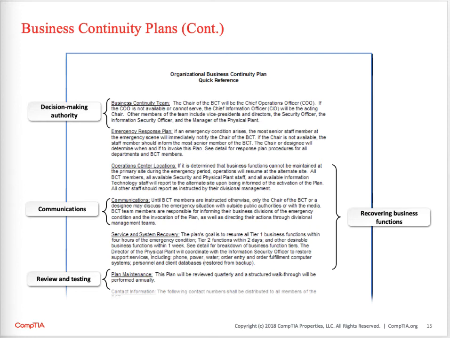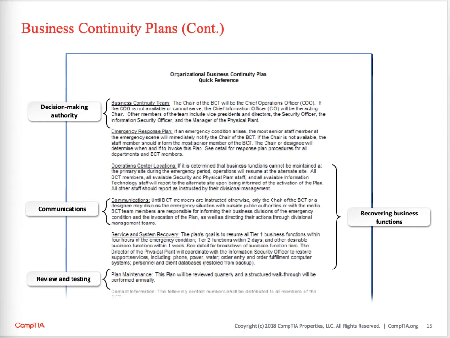And then we have our operations center locations. It tells us, okay, where we're going to go in case our primary site is damaged, etc. So where we're going to meet at our alternate site, who's going to be in charge there, etc.